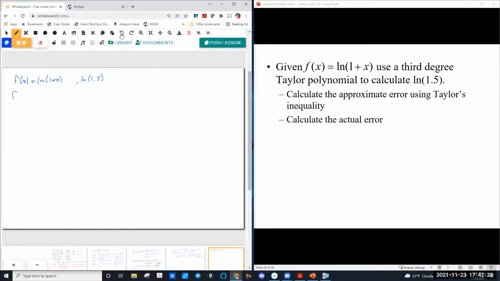Actually, I don't think I have this set up. Give me just a sec. Let's put that off to the side. Our goal is to approximate ln of 1.5.